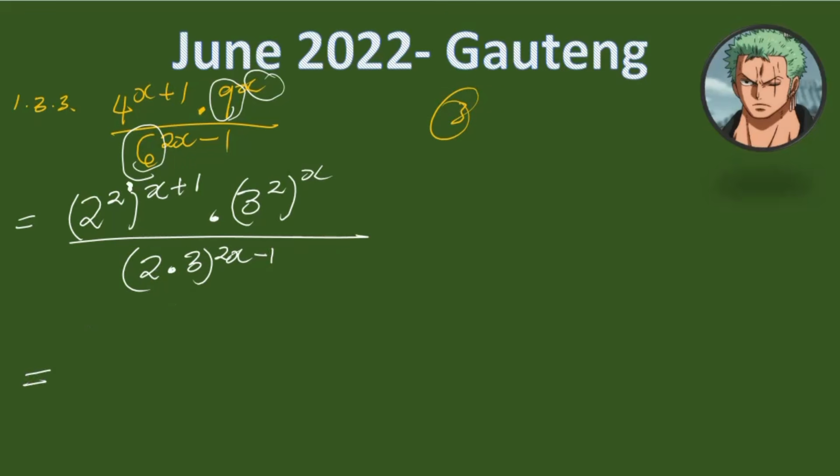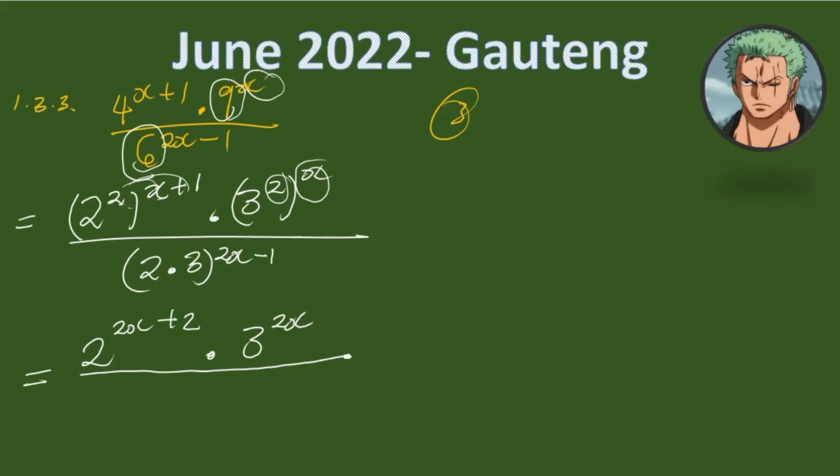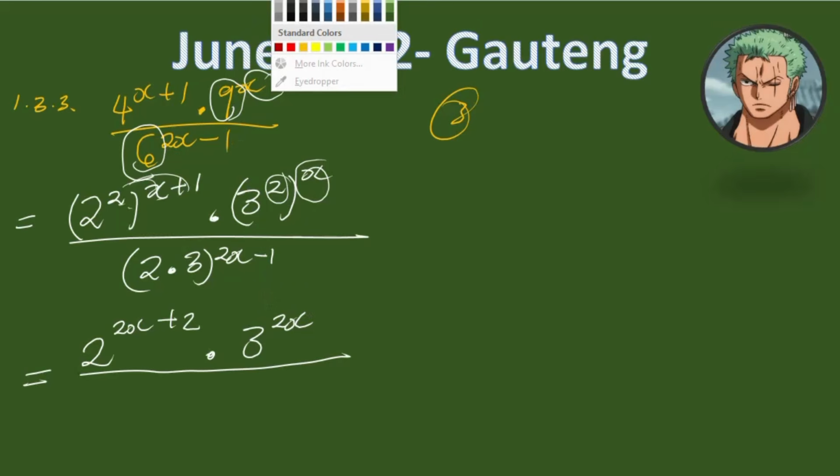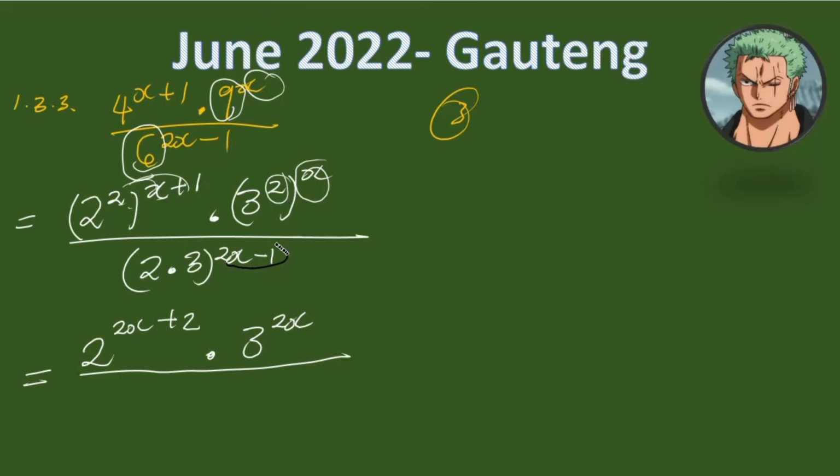Right? Then you simplify these brackets here. You'll have 2 times x, that is 2x. 2 multiplied by 1, that is positive 2. Multiplied by 3 raised to 2 times x, that is 2x. Right? All this over. Now I want you to bear in mind that this binomial exponent applies to the 2 and it applies to the 3. That's what you want to do here. You give 2 the same exponents as you would give 3. You see that?